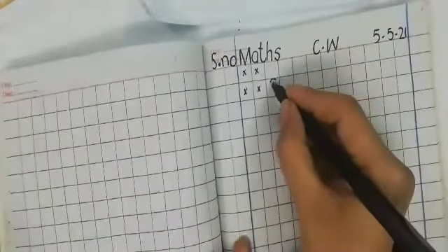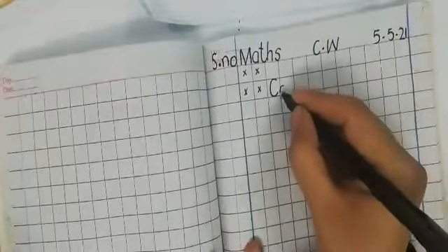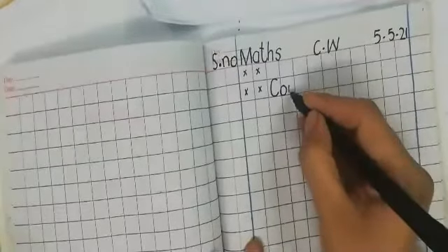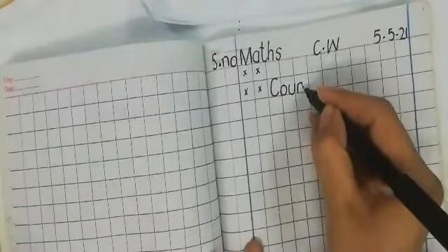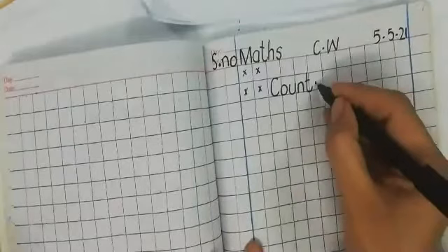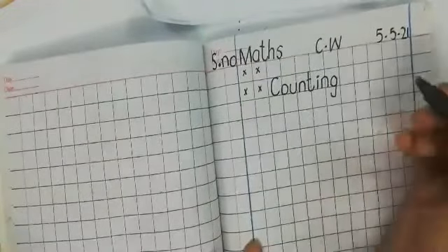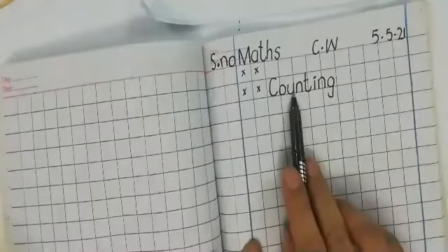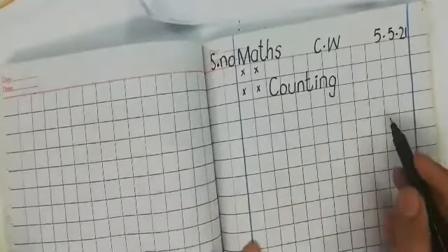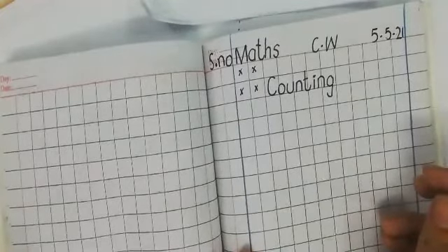Then write here capital C, small o. It does not need to be written in separate blocks, okay, class? C O U N T, I N G, Counting. Today the topic is about counting. Are you getting me? Raise your hand, class. Done?